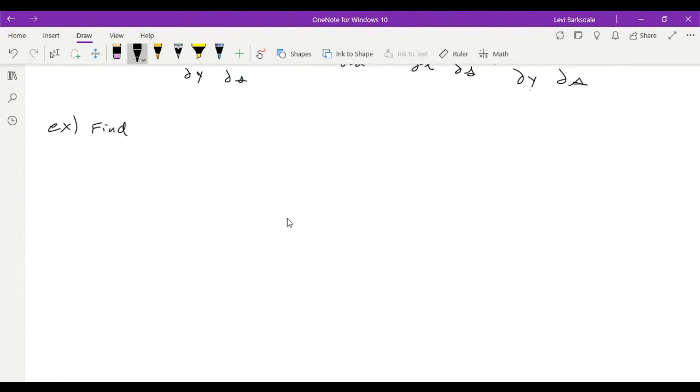Find dw/dt and dw/ds of w is equal to x squared y plus xy squared, where x is equal to 3t minus s and y is equal to 3t squared s.